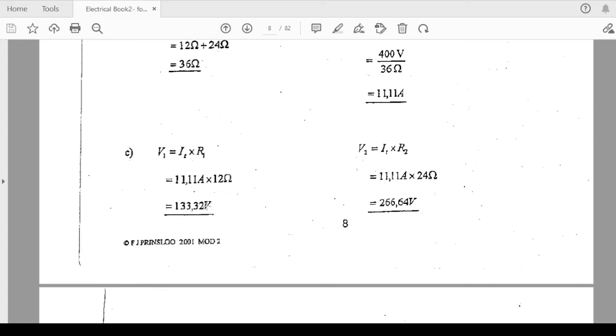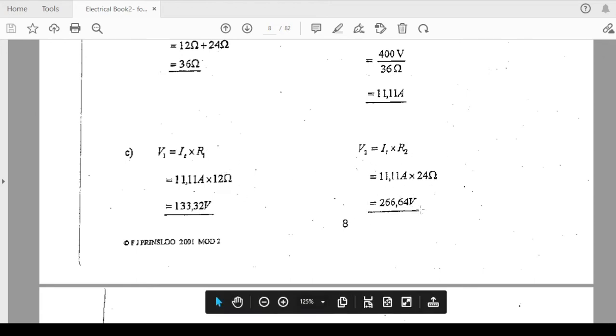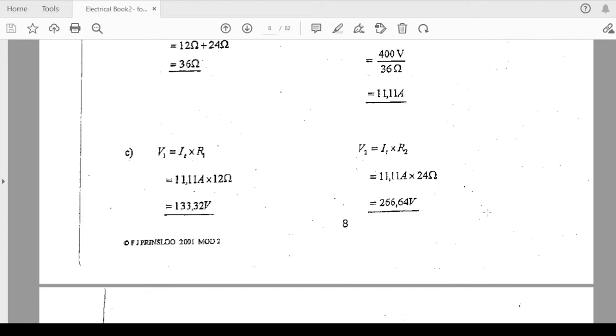133.32 volts. How much will be lost by 12 ohms? This is 12 ohms. 24 ohms, check the voltage drop. I already told you that voltage drop is directly proportional to resistance. So if you see the resistance is high, just know that it will lose too much voltage.